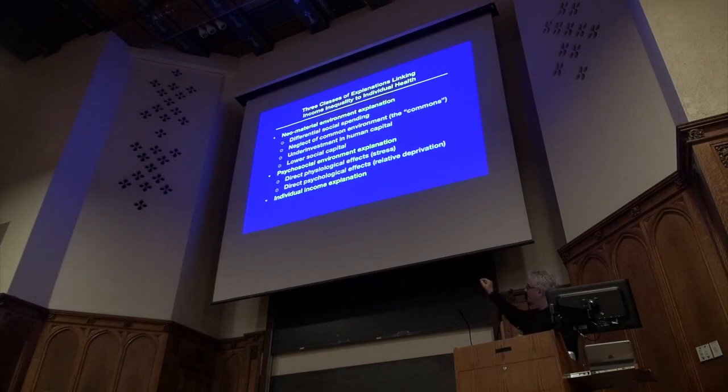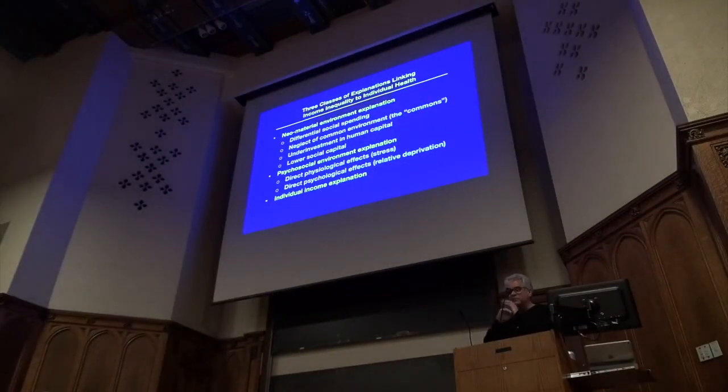So we finished last time talking about the individual income explanation. We saw that that might be a small factor, this curvilinear relationship between income and health, but that was only a tiny part. It didn't fully explain it, and we concluded that something else must be going on. And as we also introduced last time, we talked about relative deprivation that might produce adverse effects inside people's bodies and not just outside their bodies.